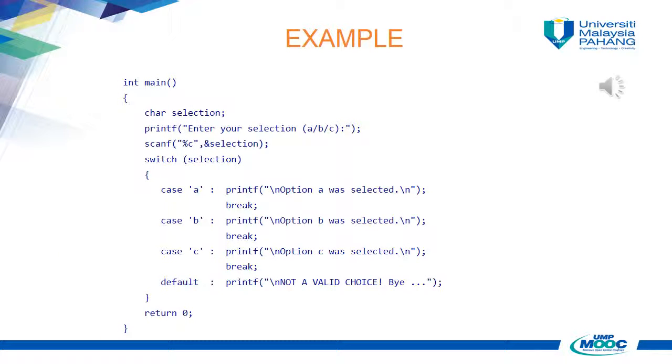Here is a different example that uses a character as an input in the switch case statement. The user will enter their selection, either A, B or C. The switch case statement will check the entered selection and execute the case that corresponds to it. If selection equals A, then it will display option A was selected. If selection equals B, then it will display option B was selected. If selection equals C, then it will display option C was selected. If none of the cases match, then the default case will be executed and it displays not a valid choice.